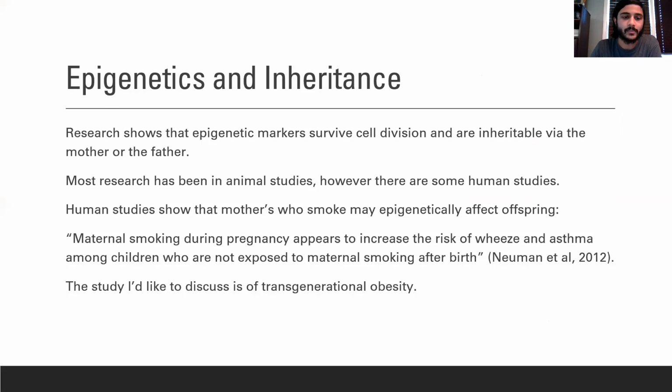One study states that maternal smoking during pregnancy increases the risk of asthma among children who are not exposed to maternal smoking after birth. So this means that even before they're born, during the pregnancy, if a mother smokes, their child might have asthma. The study I want to discuss is of transgenerational obesity. What this really means is just, can obesity be inherited similar to how the asthma was inherited from the smoking mother?